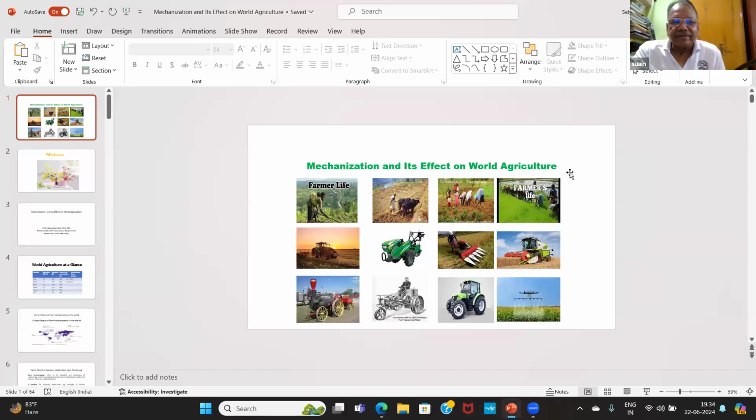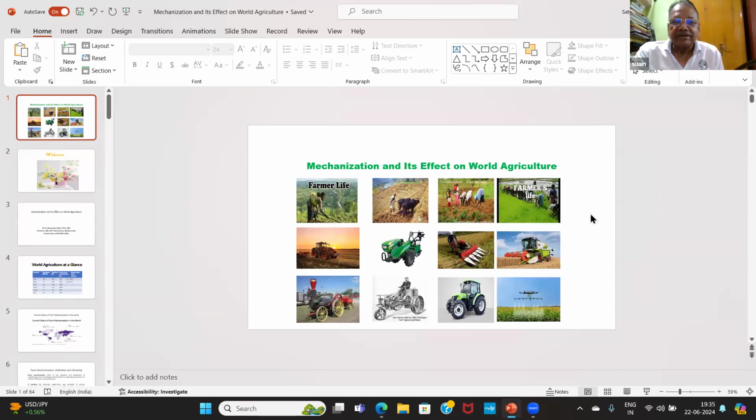I have the pleasure to give some information about mechanization and its effect on world agriculture. As you know, we are all of the same profession, and one machine that has revolutionized world agriculture is the tractor, available in different sizes depending on the agroclimatic zone and the requirement of the country.